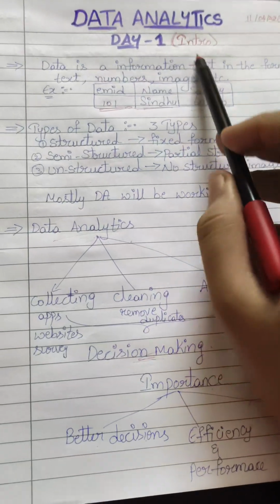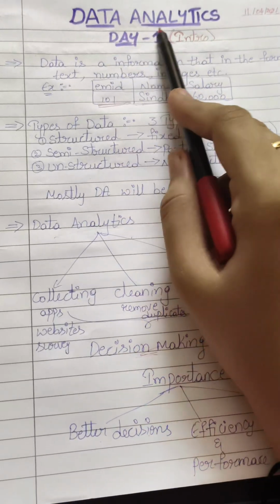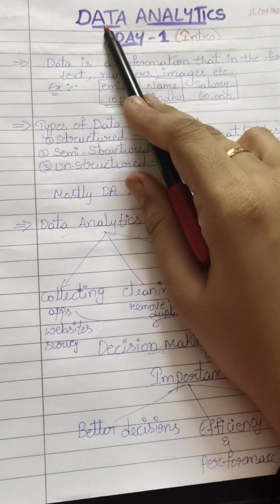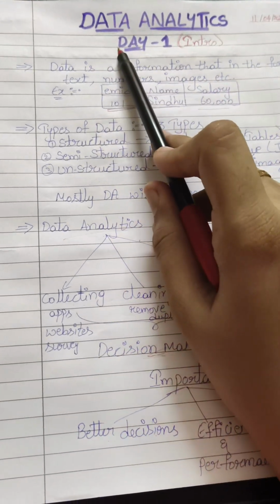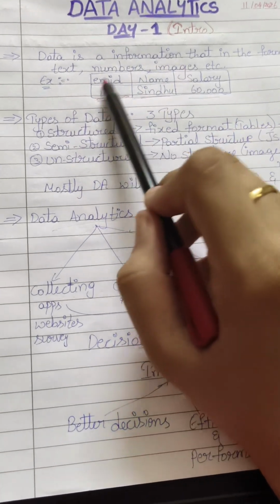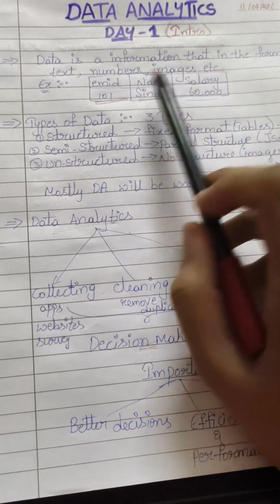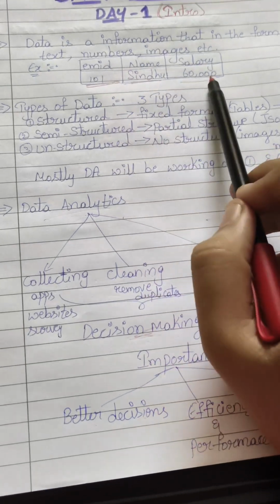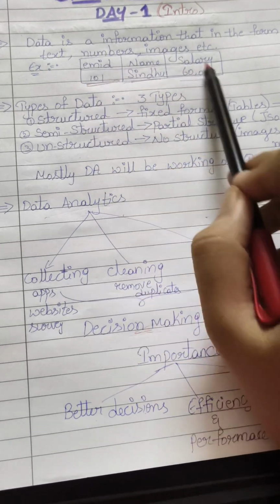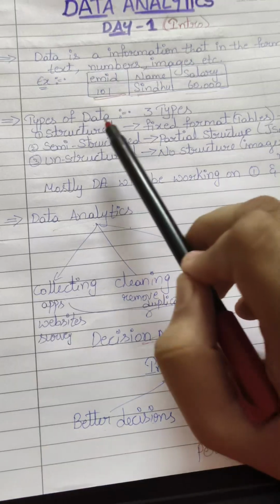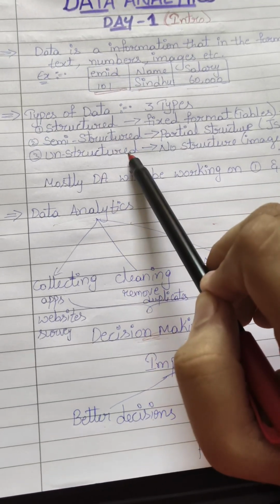This is just an intro. So in the name itself, you can see data analytics, which means analyzing the data. What exactly does data mean? Data is a group of information. It can be in the form of text, numbers, images, etc. For example, here we have an employee table. In this, 101, Sindhu, 60,000 is data. And this data is divided into three types: structured, semi-structured, and unstructured.